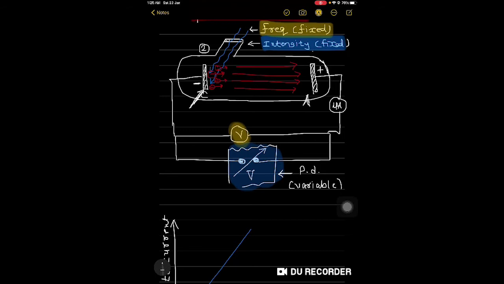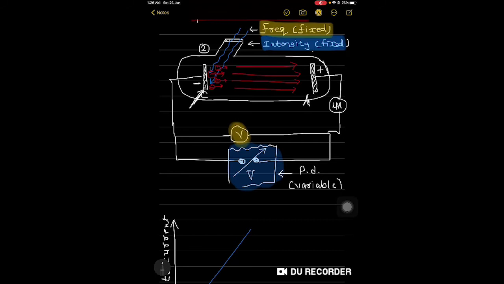So here it is to be remembered that there will be one condition at a given potential so that all electrons emitted from plate C will be collected by plate A. And now if we increase the potential further, there will be no change in current because all the electrons emitted by the plate C are already collected by plate A. So if we increase the potential, there is no change in the current, and that current is called the saturation current.